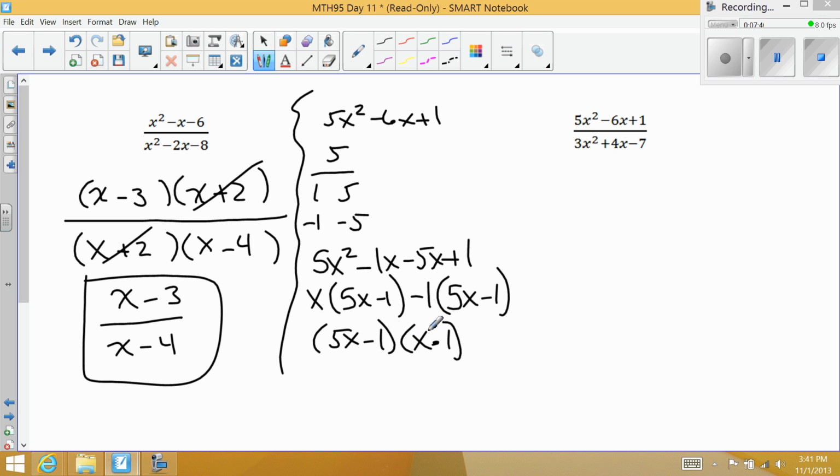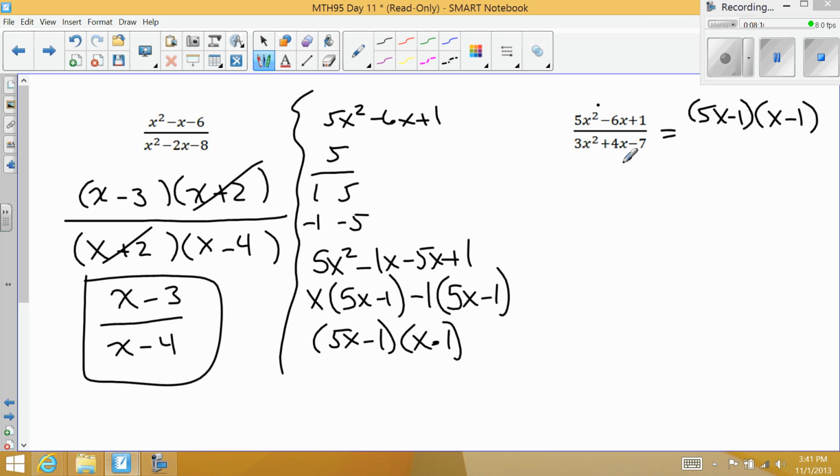And now that I've got it factored, I can come back to my original problem and rewrite this as 5x subtract 1 and x subtract 1. And again, with some of these that are a little messier, it's a good idea to practice multiplying back, at least mentally, to double check this is correct. 5x times x is 5x squared. 5x times negative 1 is a negative 5x. Negative 1 times x is a negative 1x, so those would add to the negative 6x. And negative 1 times a negative 1 is a plus 1.